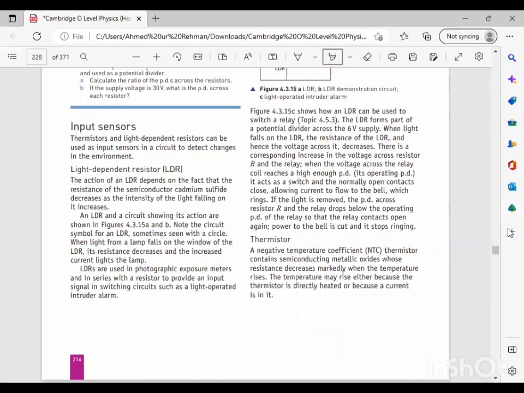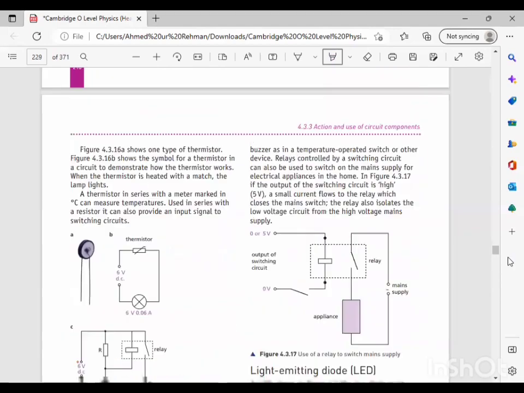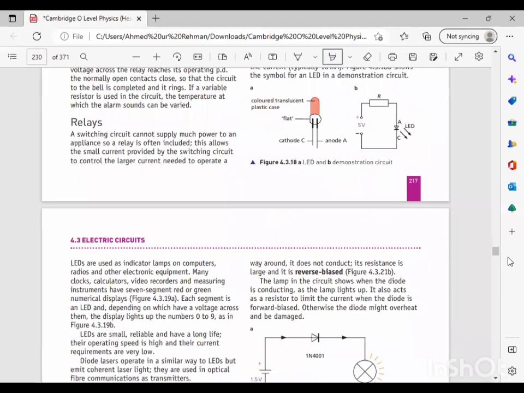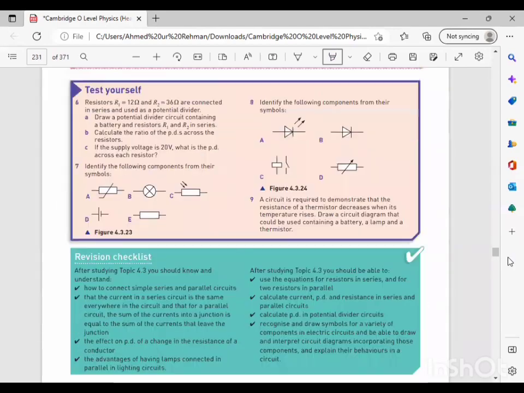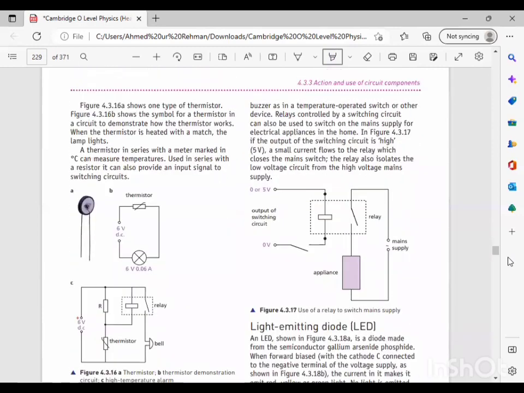Okay, so these things aren't really covered in that much detail. All you need to know is that the thermistor is going to have an inverse relationship with temperature, and the LDR is going to have an inverse relationship with light, right? That's all you need to know. But we're still going to do it so that we're on the safe side. So let's read through it. We have time.